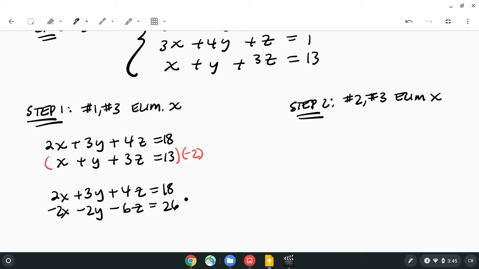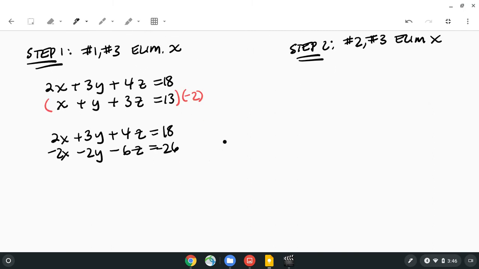Where did the negative go? Oh, there it is. All right, so this will work now. My x's get eliminated. So I get 1y minus 2z equals negative 8.